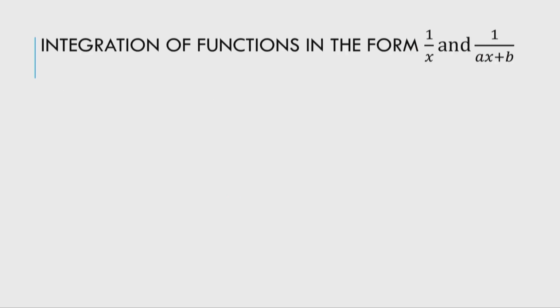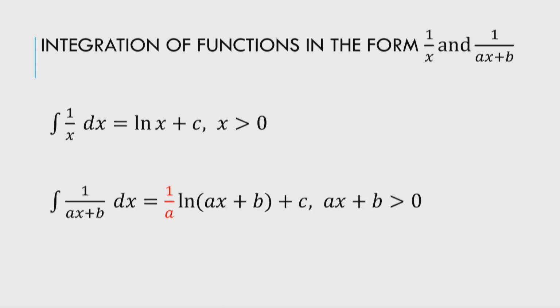Now let's have a look at integration of functions in the form 1 over x and 1 over ax plus b. Since integration is the reverse process of differentiation, the rules for integrating are: integration of 1 over x with respect to x is equal to ln x plus c, where x is greater than 0. Integration of 1 over ax plus b with respect to x is equal to 1 over a ln of ax plus b plus c. Note that we are dividing by the differentiation of ax plus b. Let's apply these rules to some examples.